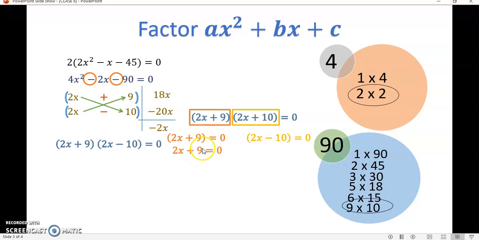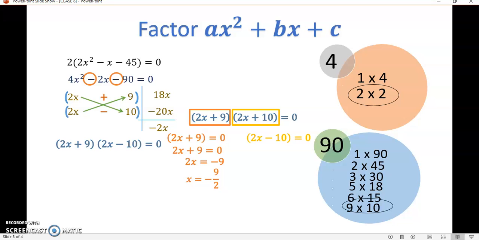So what am I going to do on here? Well, I'm going to move my 9 to the other side and my 2. But I need to apply my properties. So I'm going to move my 9 that is adding on this side to the other side, subtracting. Now, what is my 2 doing? Well, my 2 is multiplying. So my opposite operation is division. I'm going to divide the 2 on both sides. This way I can cancel it. And I'm going to have x equals negative 9 over 2.